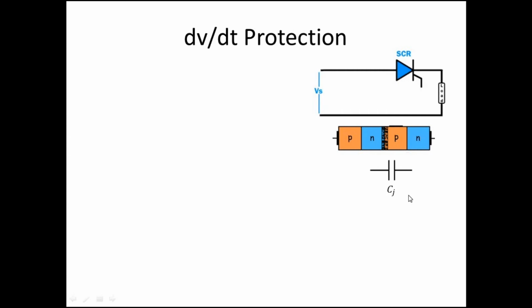This is experienced in many devices like diodes and transistors. So this is called junction capacitance. This is an insulator and on both sides there are conductors, so it is a capacitive effect, called junction capacitance. It has a capacitive effect with a junction capacitance value Cj.